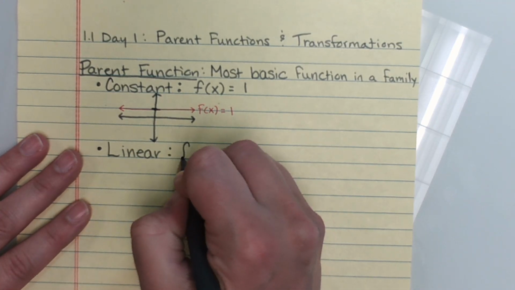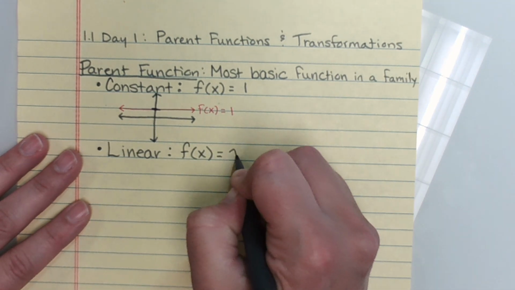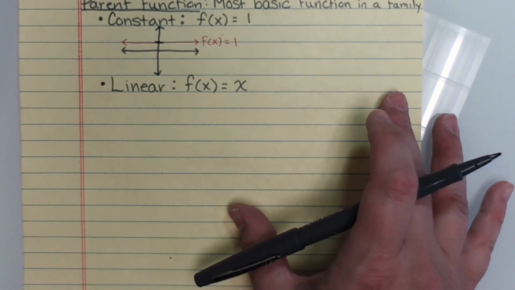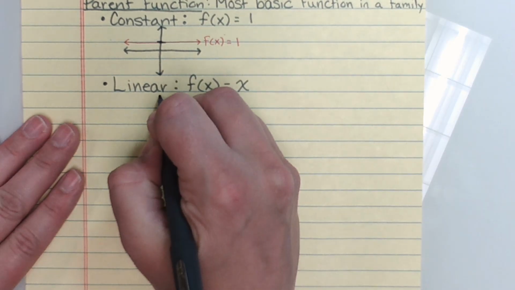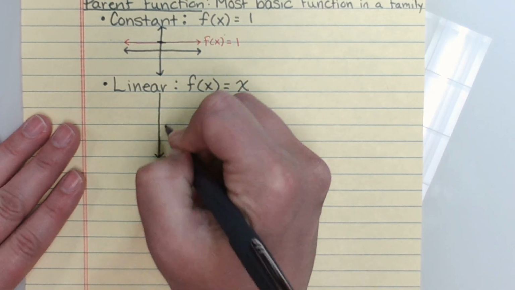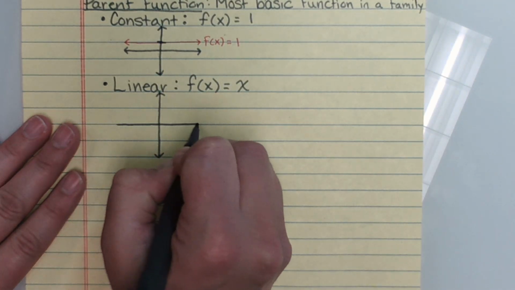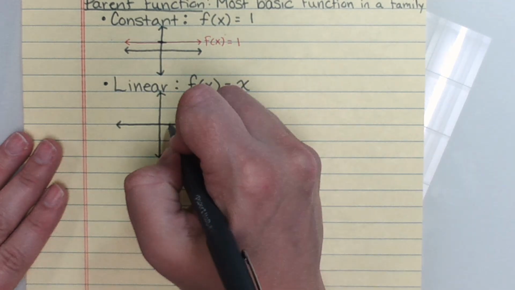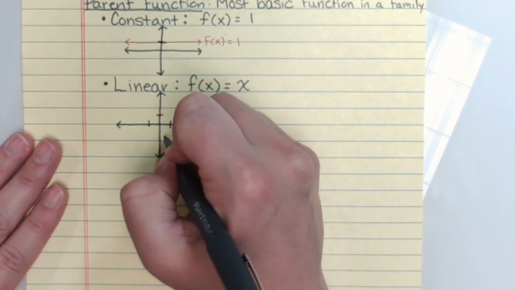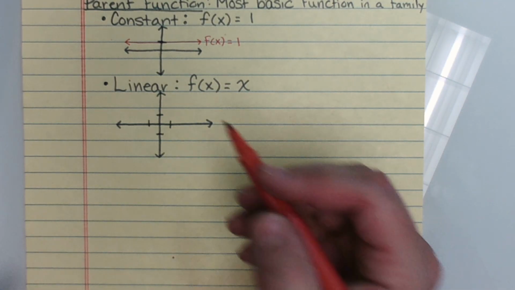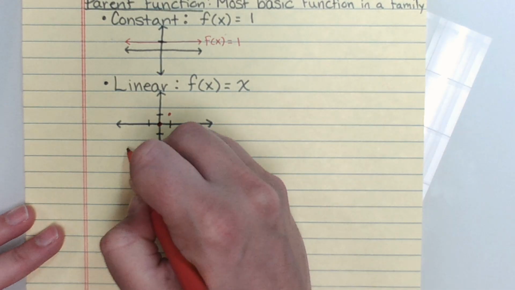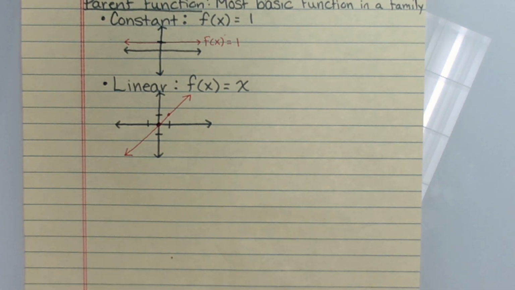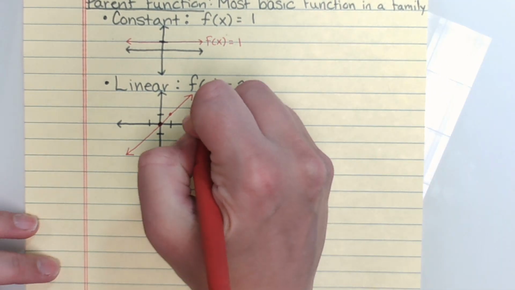Linear. Parent function is f of x is equal to x. What did the linear graphs look like? They were diagonal. F of x is equal to x has a y-intercept of 0 and a slope of 1. So it will be the perfect diagonal line for that parent.